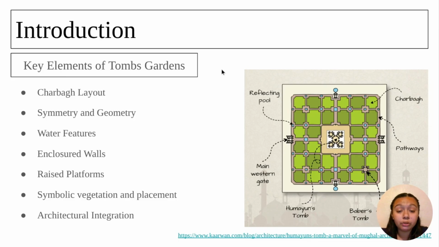Raised platforms, which were used to show representation, wealth, and status, or even to define a focal point, usually the tombs. Vegetation had specific placement and was used for the fragrance and aesthetic, but some of which also contained symbolic meaning. And lastly, architectural integration was also a key element in Mughal tomb gardens.